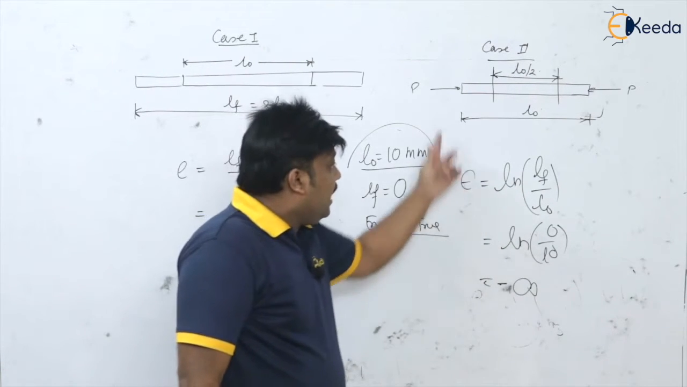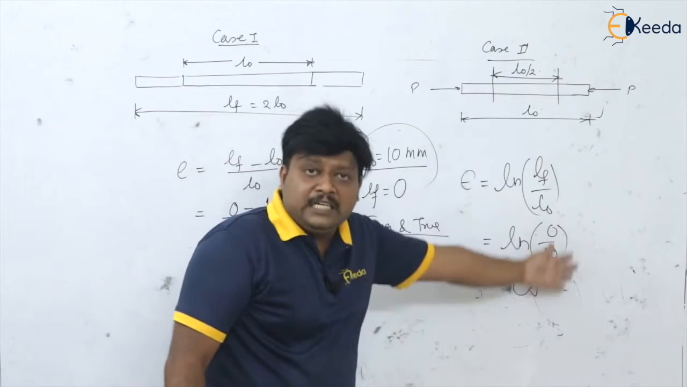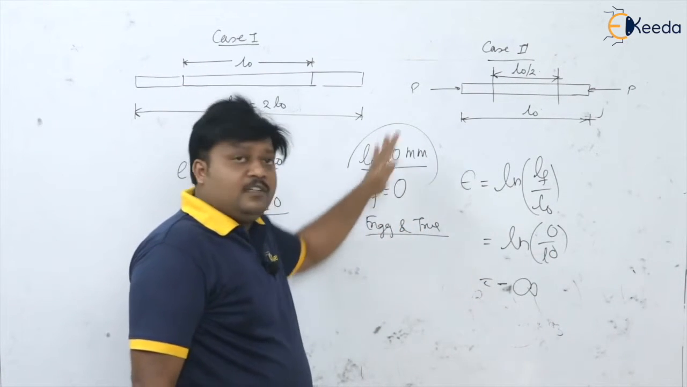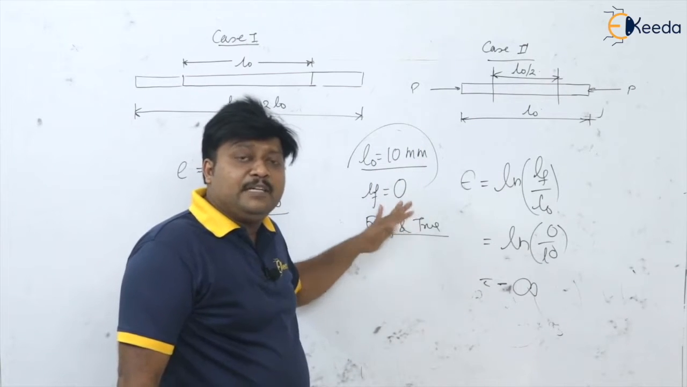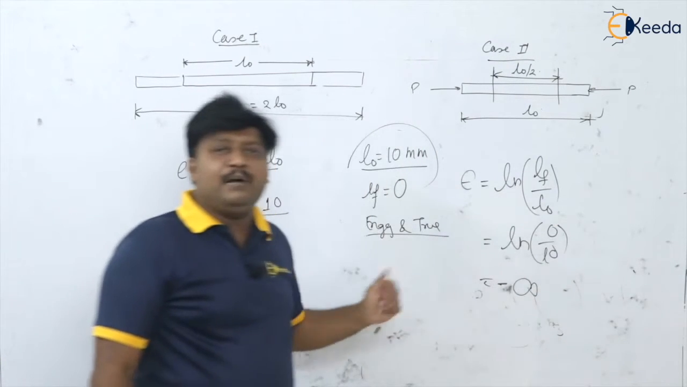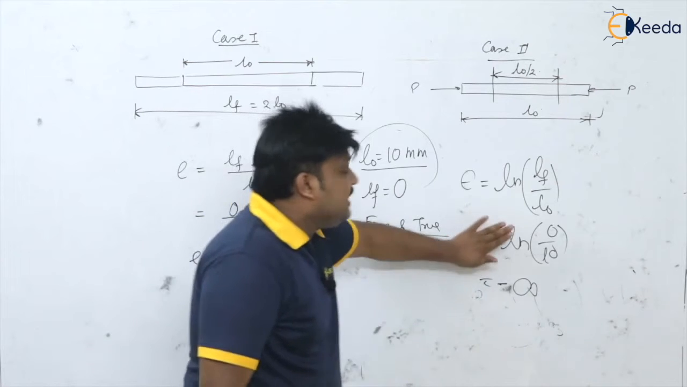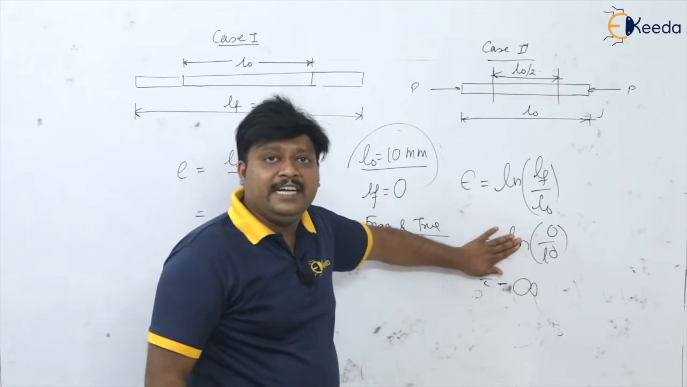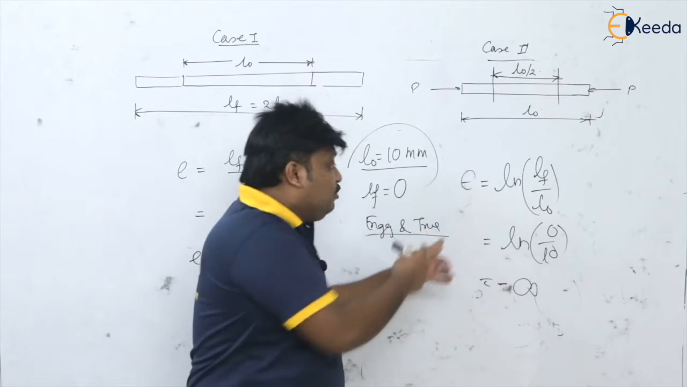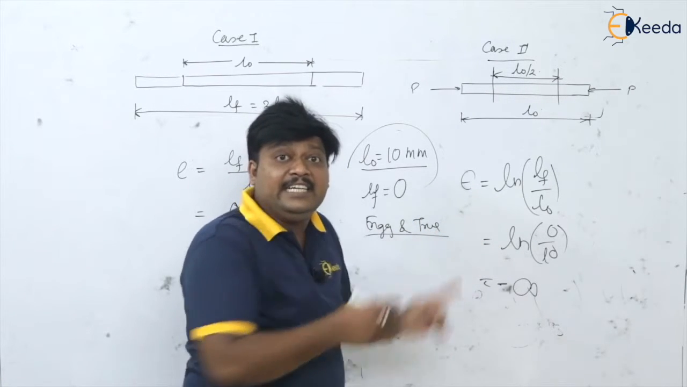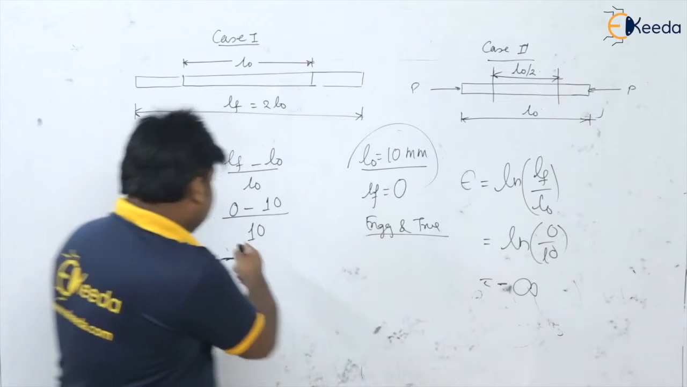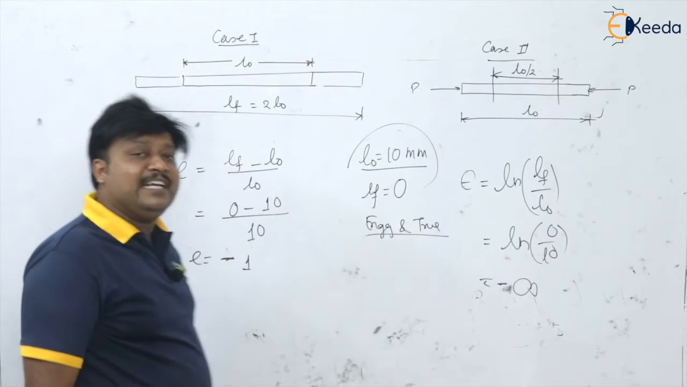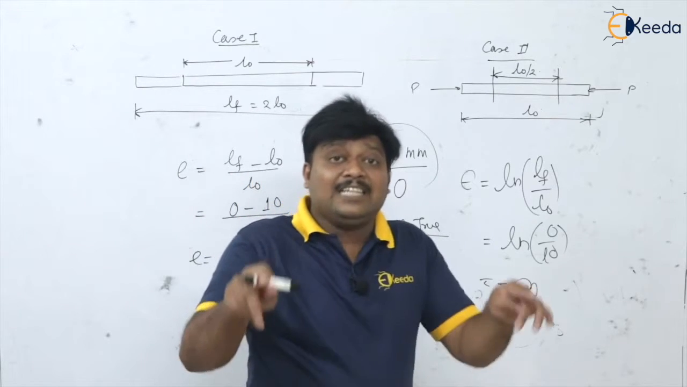But see, this is the real picture of the process. From 10 mm, I directly deformed it to 0 height, and I got infinite deformation. This is consistent with the physical phenomenon. I am reaching towards reality by taking the true strain. But you see, the engineering strain is showing me only negative 1. So that is the difference.